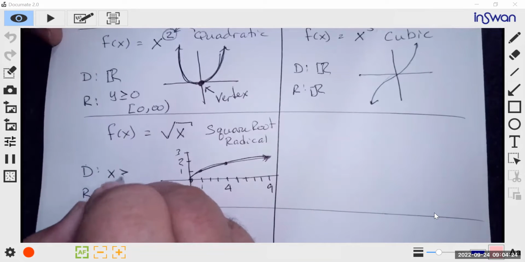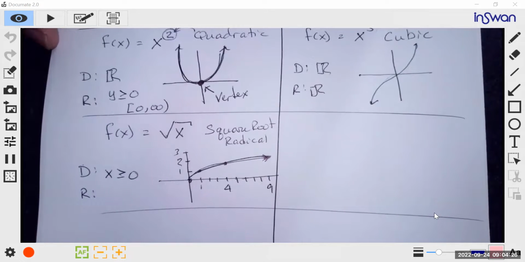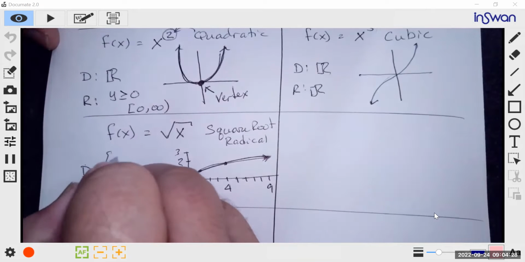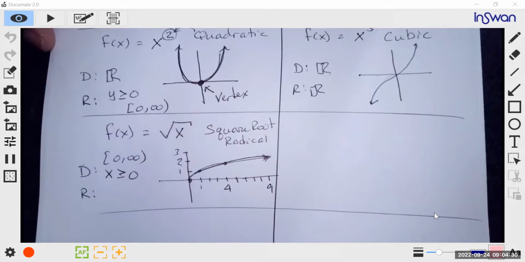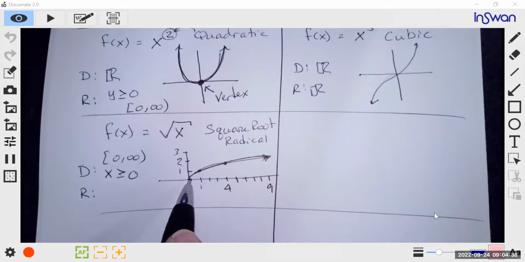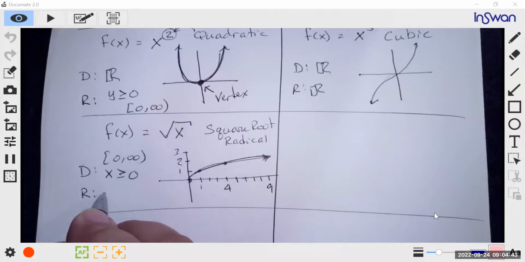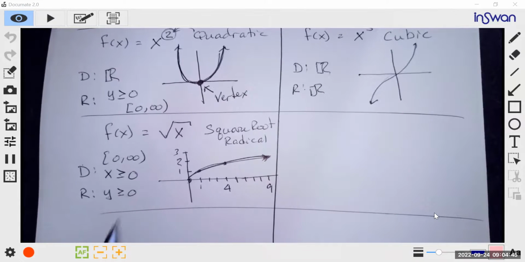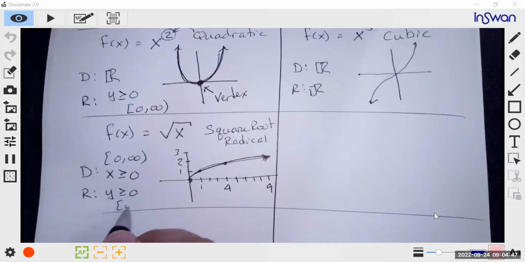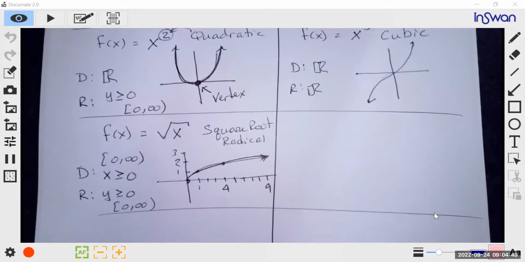Zero. X is greater than or equal to 0, or 0 to infinity. And the range, the lowest it can go is 0, and then it goes up. So y is greater than or equal to 0, or 0 to infinity.